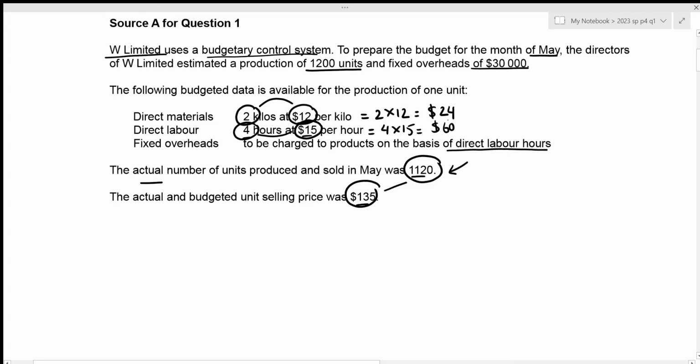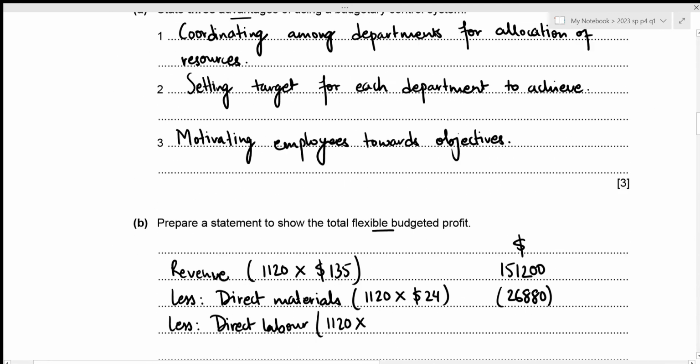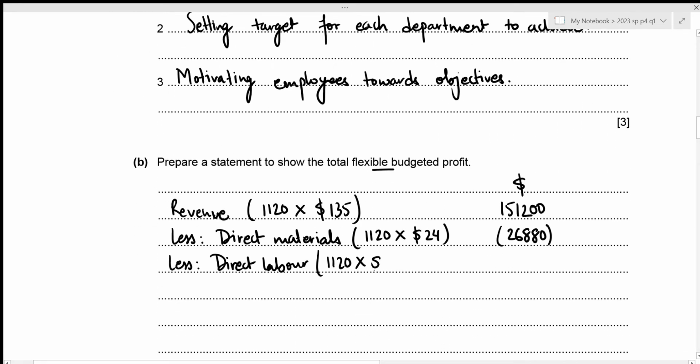Let's multiply it to our total number of output. So that will be times 60. So our direct labor cost is 1120 times 60, which results in 67,200. Again, this is a cost, so I'm just going to write it down in a bracket. Now our next cost will be that of fixed overheads.